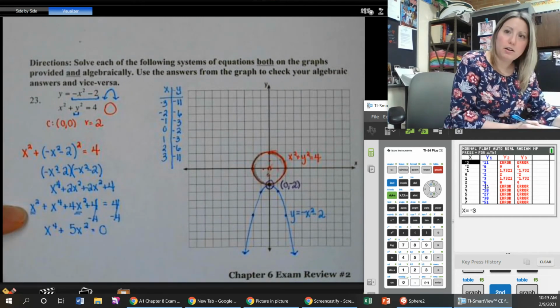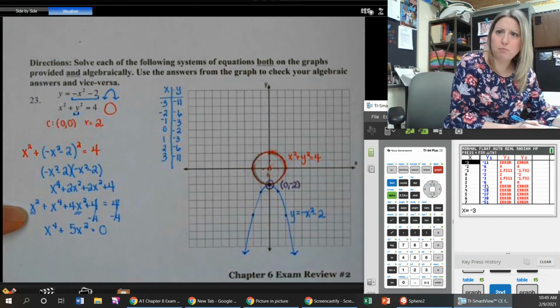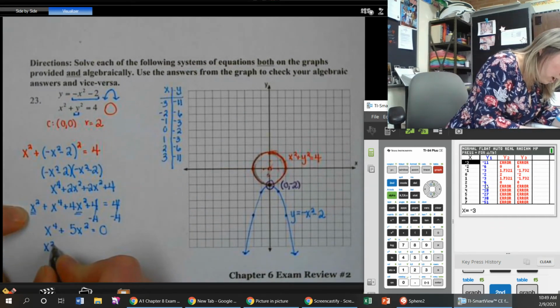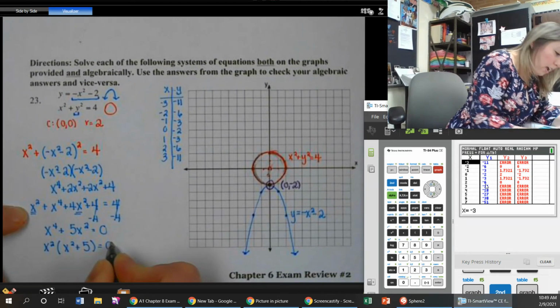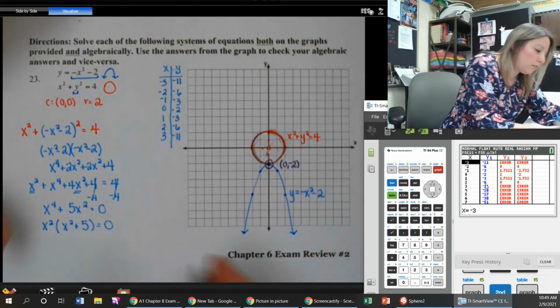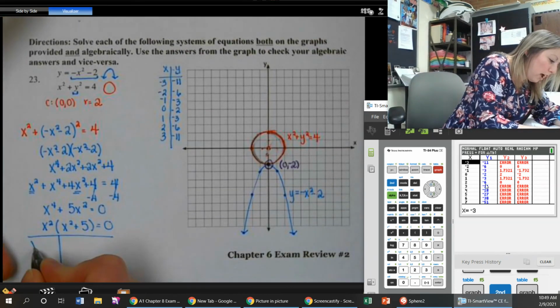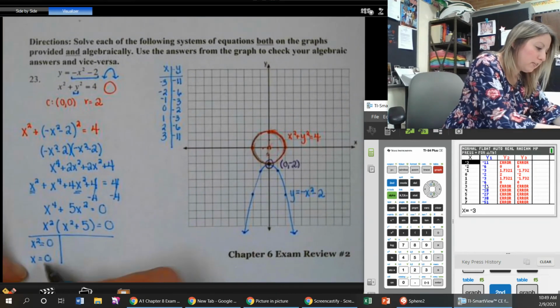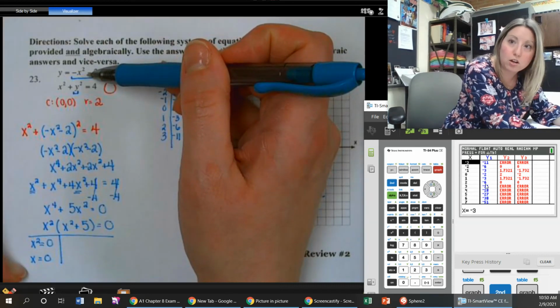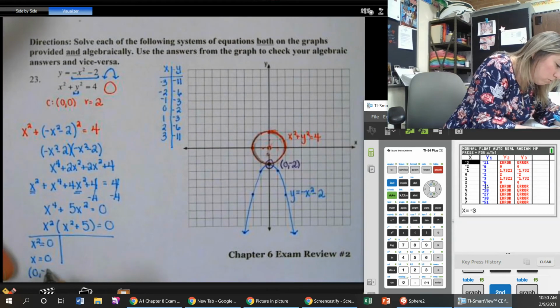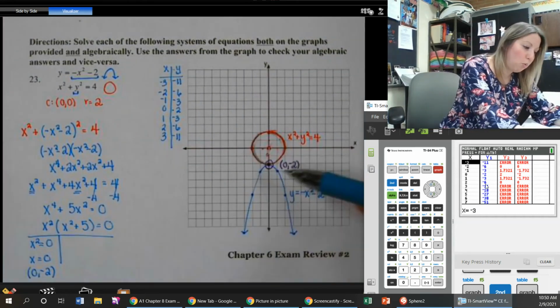Well, that's going to give me a GCF of x squared, and then it's going to leave me x squared plus 5 equals 0. This makes sense. Because now if I set each of these equal to 0, x squared equals 0, take the square root of both sides, you get x equals 0. And when you plug that back into this equation, you're matching y is -2. So (0, -2). That's your matching y.